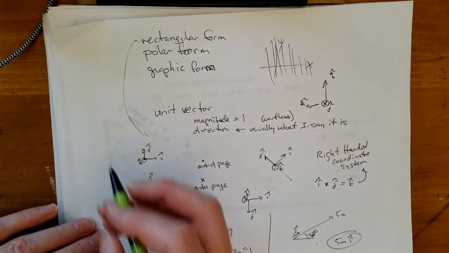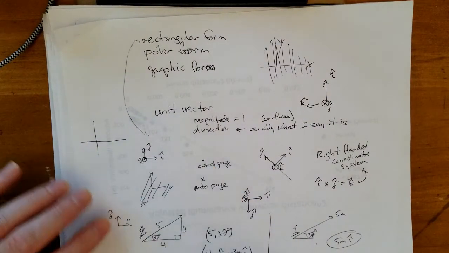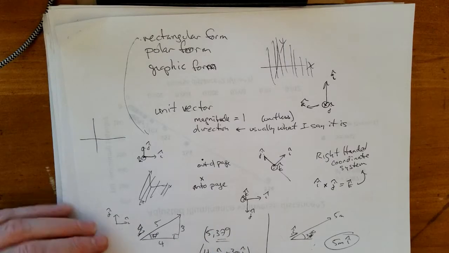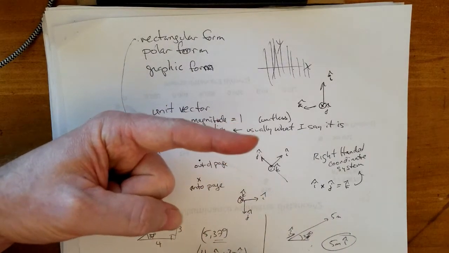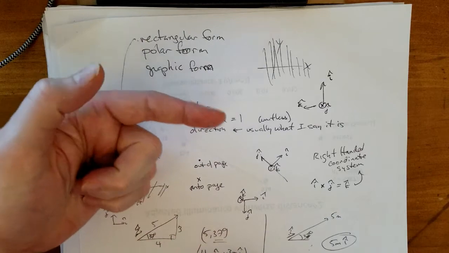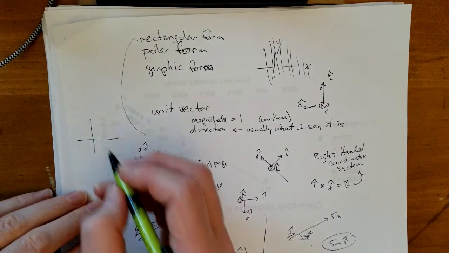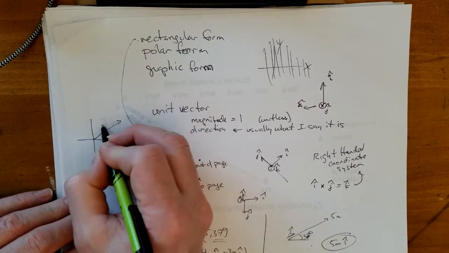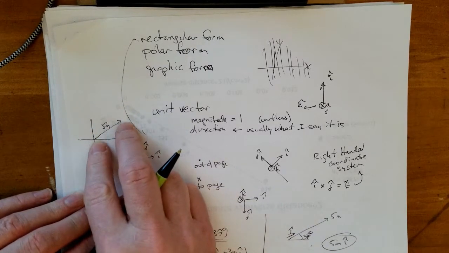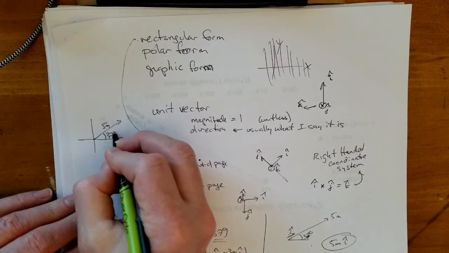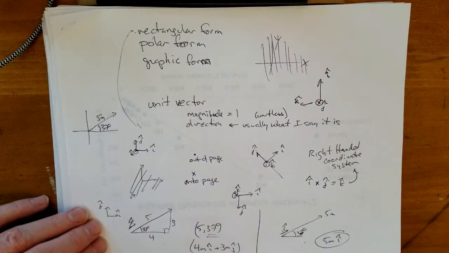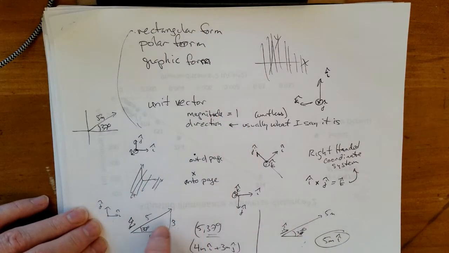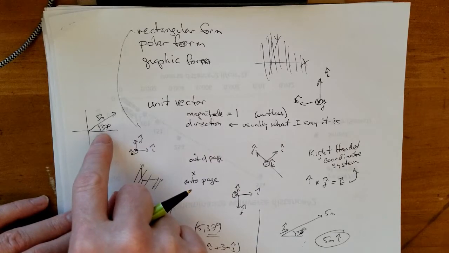The graphic form is you're just drawing it. It is assumed that the angle here is always based upon 0 degrees being that way, and then going counterclockwise for positive angles, or clockwise for negative angles. So 37 degrees is going to be somewhere like that, and you have some scale where that would represent 5 meters, 37 degrees. And so we have the same vector expressed in rectangular form, polar form, and graphically.